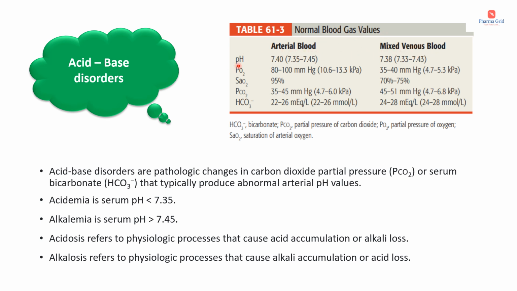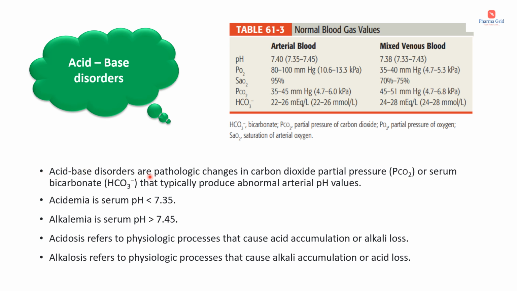Here you can see the normal blood gas values in arterial blood as well as mixed venous blood. The pH is normally within the range of 7.35 to 7.45. In arterial blood its value is 7.40, and in mixed venous blood it is 7.38. Then partial pressure of oxygen, 80 to 100 mmHg or 10.6 to 13.3 kilopascal. Then SaO2, the saturation of arterial oxygen, 95%. Then partial pressure of carbon dioxide, 35 to 45 mmHg or 4.7 to 6 kilopascal. Then bicarbonate levels, 22 to 26 milliequivalent per liter or 20 to 26 millimole per liter. So these are the normal blood gas values.